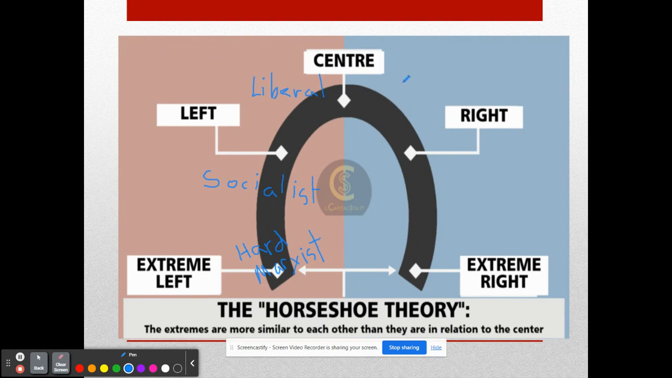Okay. Over here, you drift to the right of the center, and you have conservatives.